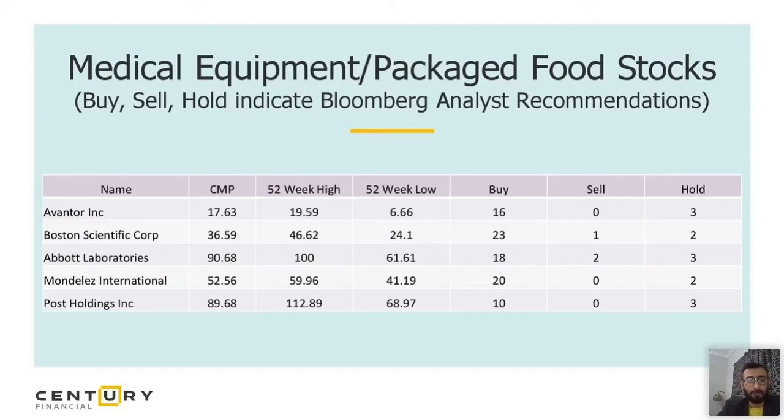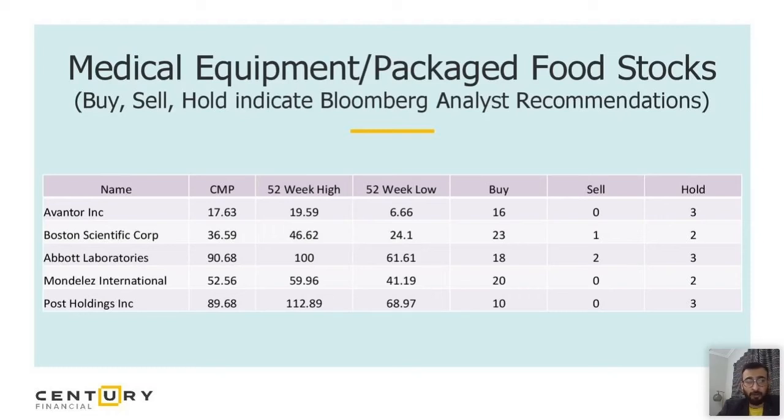And for example, Boston Scientific, if you see $36 as the current market price, the 52-week high is 46 and the 52-week low is 24. Out of 26 analysts, 23 of them from Bloomberg have given a buy recommendation. One of them expects that it will go down. Two of them have suggested a hold.